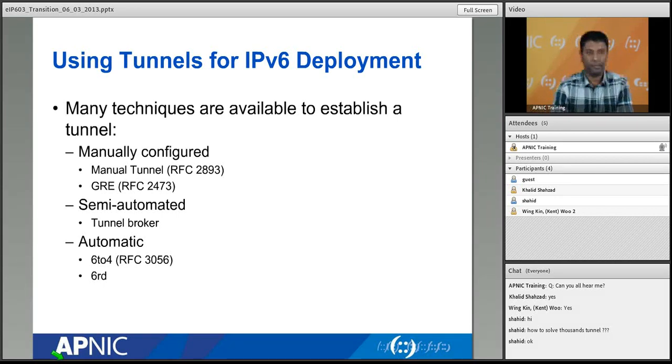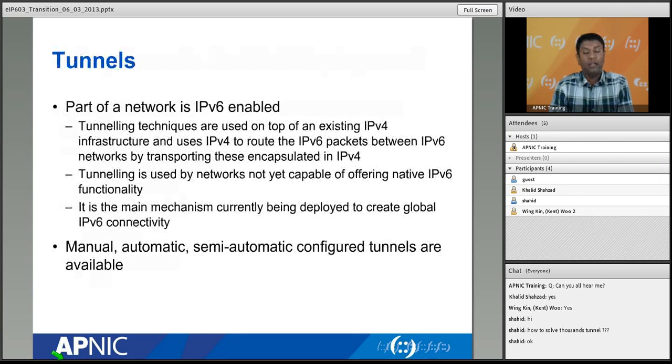Make sense? So as automatic tunnels, we have two examples in here today. 6to4 is one example of an automatic tunnel, and 6RD, rapid deployment, is another example of an automatic tunnel. Okay, any questions so far? No? Okay.